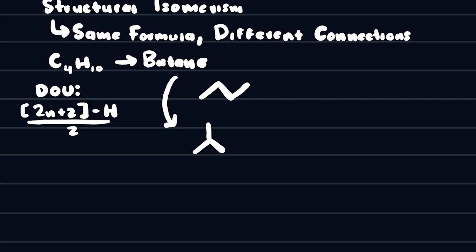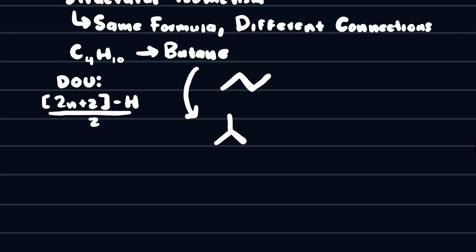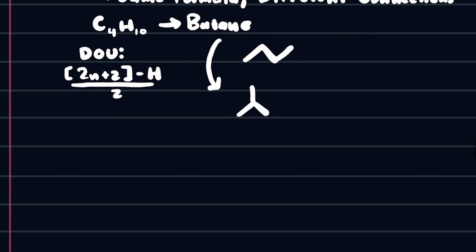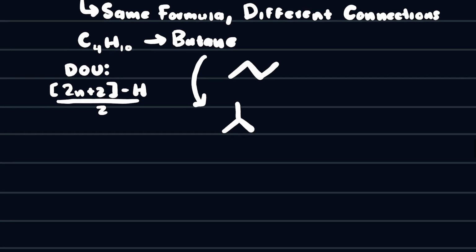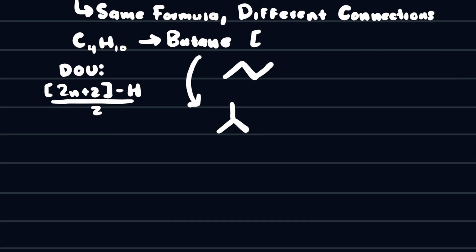However, I also perform a degrees of unsaturation test just to make sure. I can straight up recognize it's butane because of the formula CnH2n+2. If you do the math, it's the same.